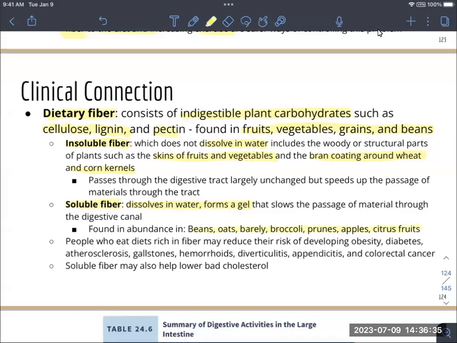People who eat diets that have a lot of fiber in it actually may reduce their risk of obesity, diabetes, atherosclerosis, even gallstones, hemorrhoids, diverticulitis, appendicitis, colorectal cancer. Soluble fiber may also help in lowering bad cholesterol. So having fiber in your diet is very beneficial to us overall.